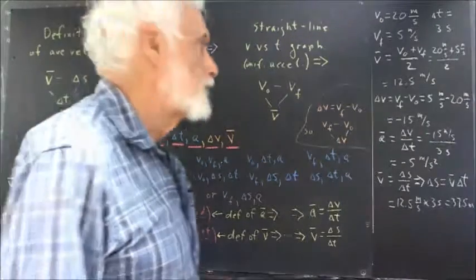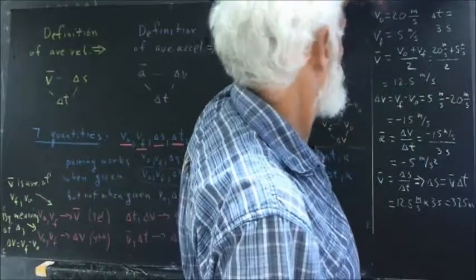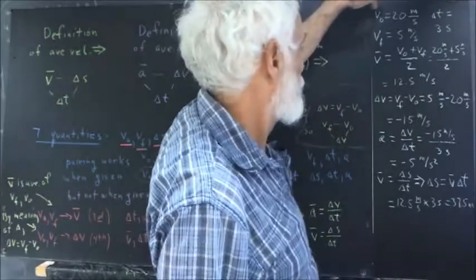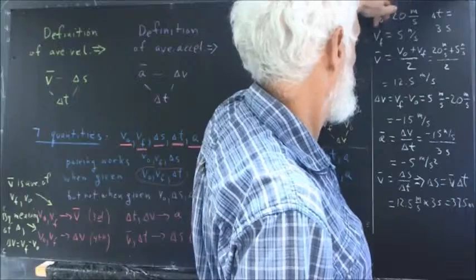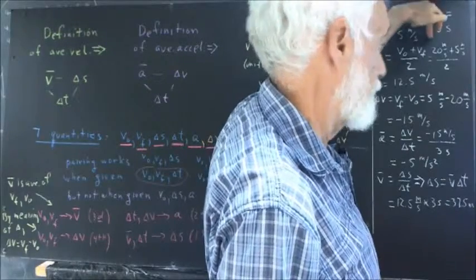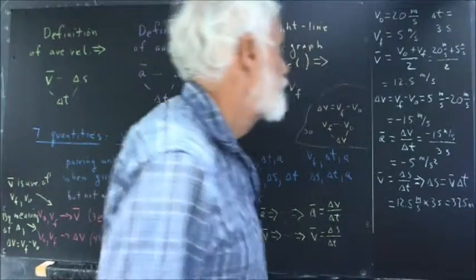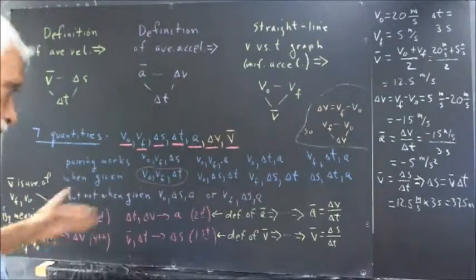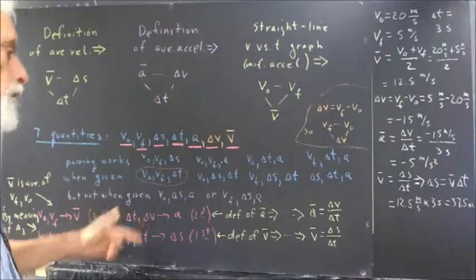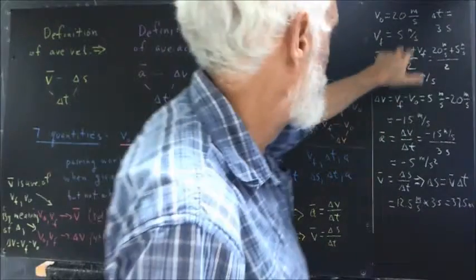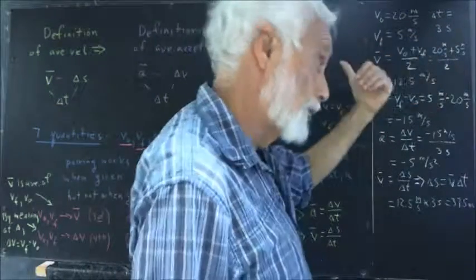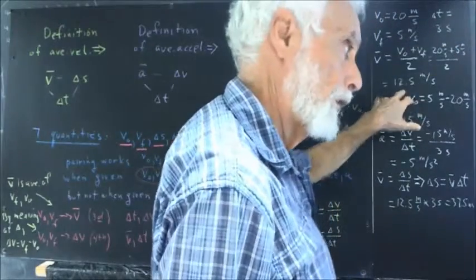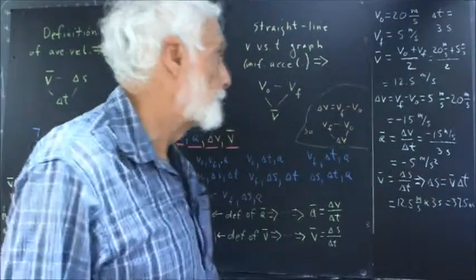Working through an example where we know V naught, Vf, and delta T, let's say that V naught is 20 meters per second, Vf is 5 meters per second, delta T is 3 seconds, we get V bar. Just following the same order of reasoning that we had here. V bar is V naught plus Vf over 2, as we just saw. That's 20 meters per second plus 5 meters per second over 2 comes out 12.5 meters per second.